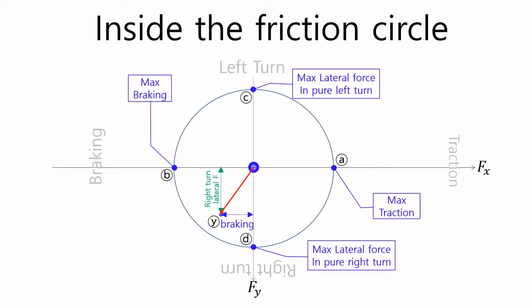Point Y represents the driving state for braking in a turn. The green vertical component represents the lateral force component, the blue horizontal component represents the braking force component, and the red arrow pointing to the Y point represents the resultant force.